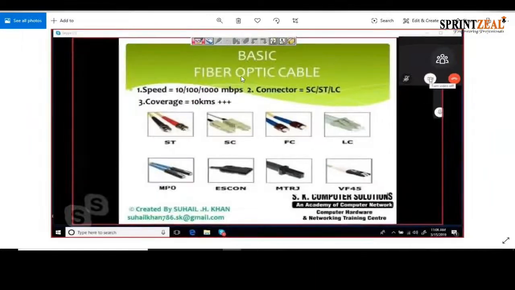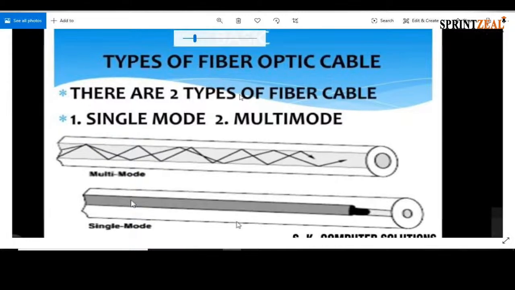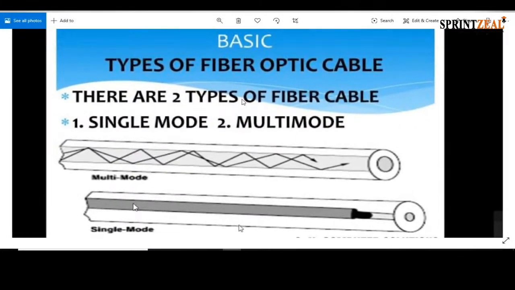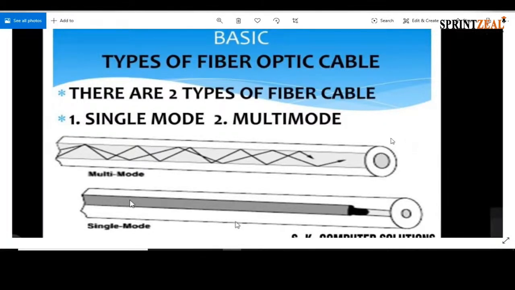One major difference is that in fiber optic cable, we have two types of cable, single mode and multi mode. By looking at the cable, you cannot identify whether it is single mode or multi mode, because they look similar. So how can we tell the difference between single mode and multi mode? Diameter. You can see the diameter.